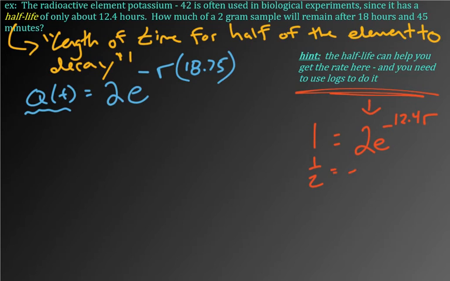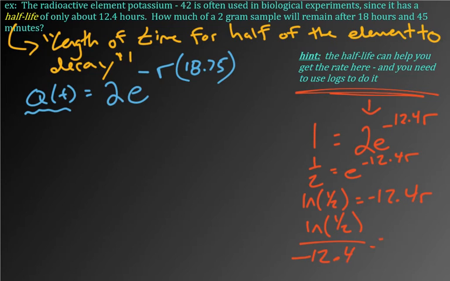So we can have 1/2 equals e to the minus 12.4r, take the natural log of both sides, get negative 12.4r, divide by negative 12.4, and that is going to be your rate, okay? So whatever crazy number that is, if you just take that number and pop it in right here, then again, go to your calculator, plug everything in.